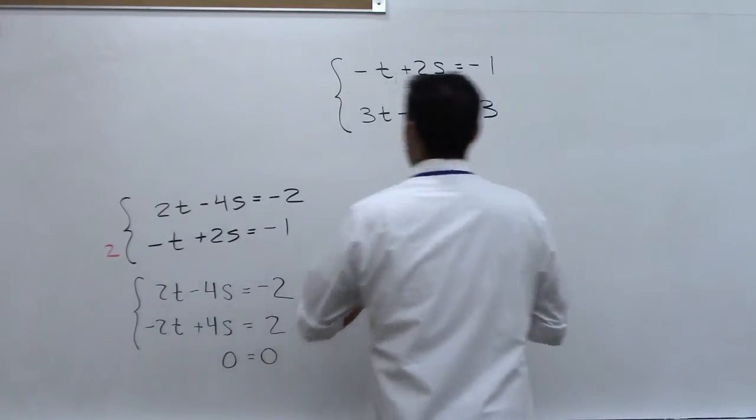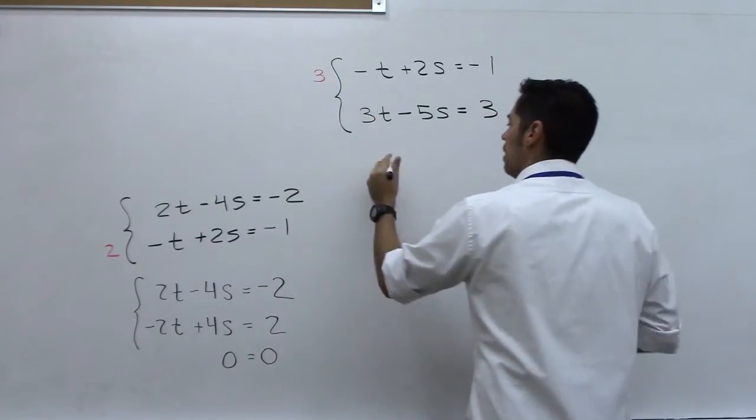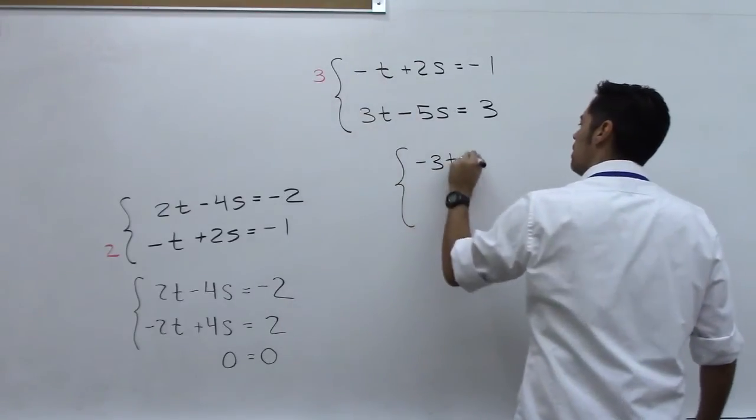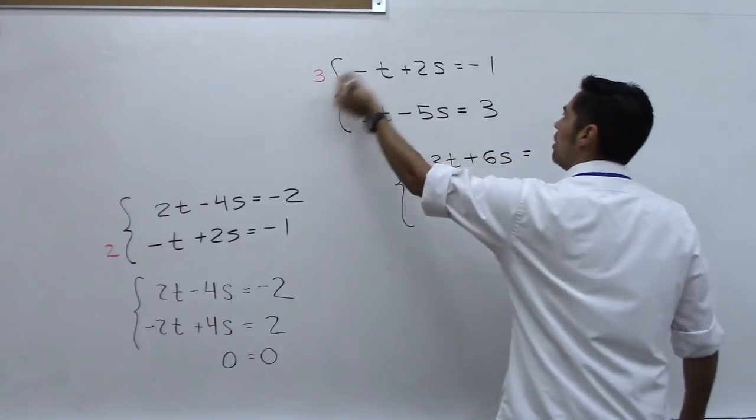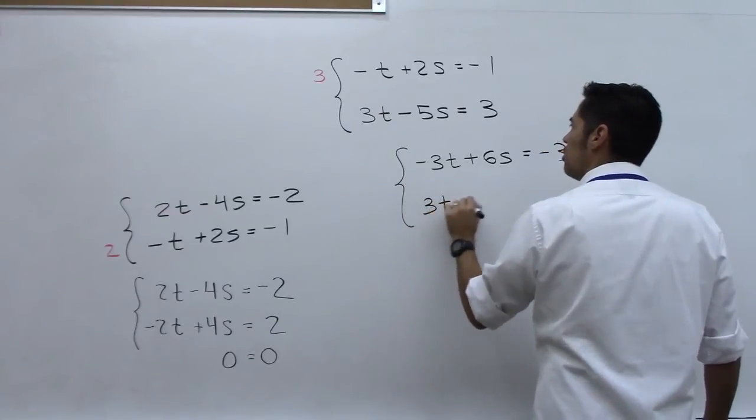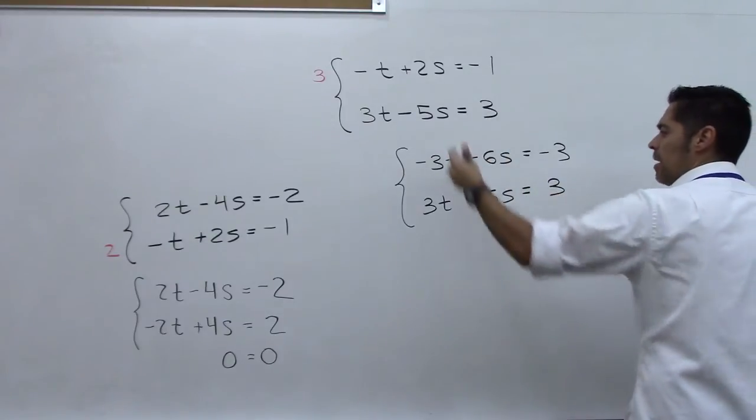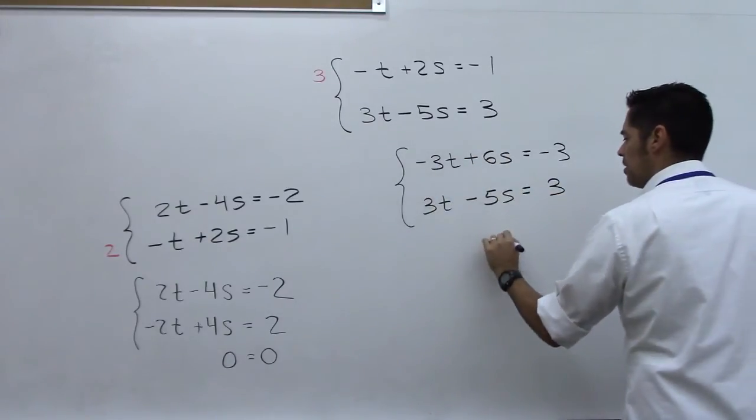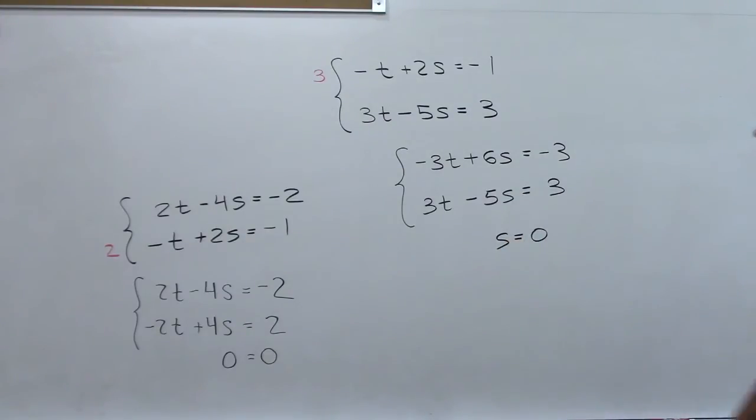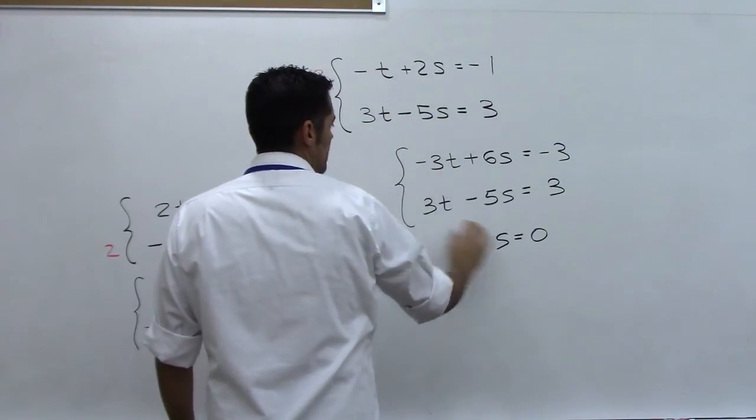So I'm going to eliminate the t's again. So I'm going to have to multiply the top equation by 3. I get a new system, negative 3t plus 6s equals negative 3. And then over here, nothing changed, 3t minus 5s equals 3. So now we add straight down, we get 0. Here we get s equals 0. Now that's some information. It's saying in order for these to be true, I need s to be 0.